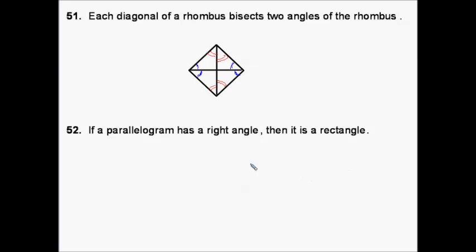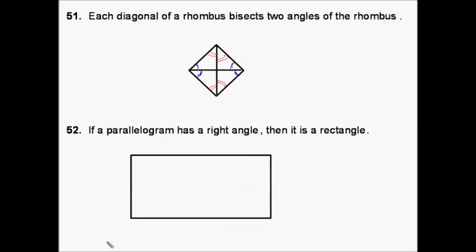Then the next thing we have: if a parallelogram has a right angle, then it is a rectangle. Here's how I know this is true. If this is 90 degrees right here, it's a parallelogram, which means that this is 90 degrees. That means this one's also 90 degrees. So that 90 degrees turns into this 90 degrees.